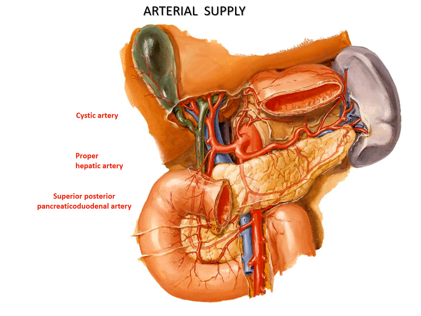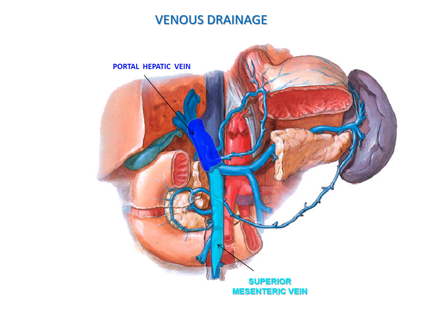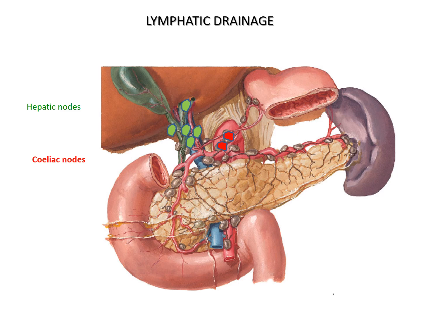Cystic artery, proper hepatic artery, and branch of the gastroduodenal artery, superior posterior pancreaticoduodenal artery, supply the extrahepatic bile ducts. The veins from the superior parts of the extrahepatic bile ducts drain into the portal hepatic vein, and veins from the inferior parts of the extrahepatic bile ducts drain into the superior mesenteric vein. The lymph from the extrahepatic bile ducts drains into the hepatic nodes and celiac nodes.